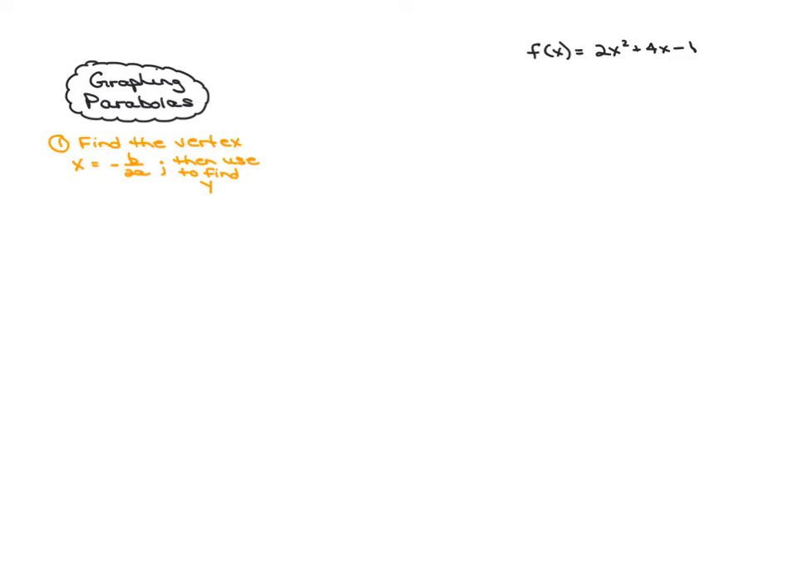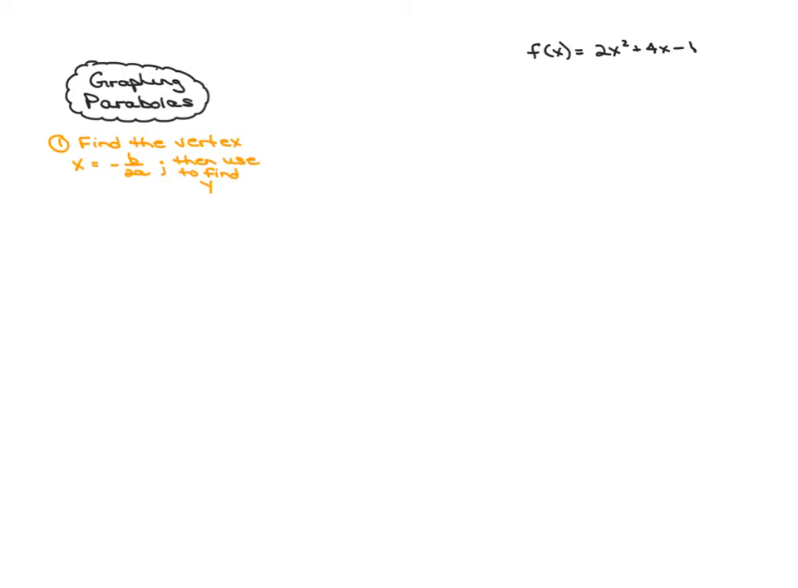This video is going to walk through a good general strategy that can be used to graph any quadratic function. We're going to use this function, f of x is equal to 2x squared plus 4x minus 1, as an example. Now, the first step, as we've talked about before, the vertex is just such a critical key piece of any parabola. So our first step is going to find the vertex.